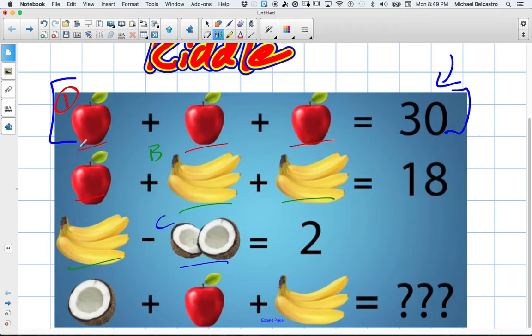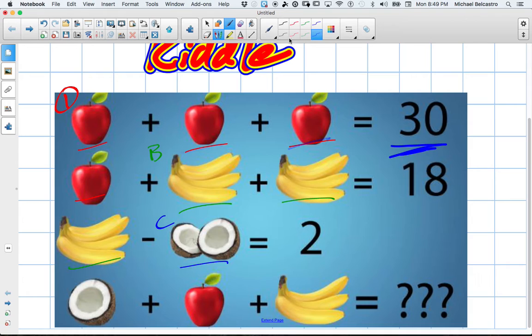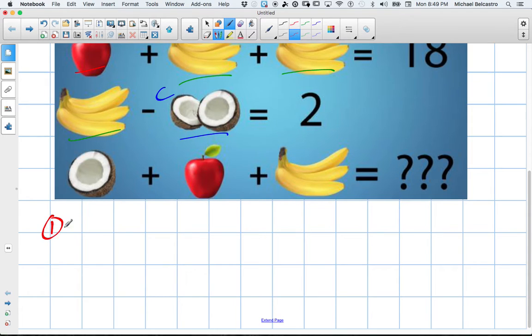Because right away you go, three variables that all must be the same. We're assuming the apple represents the same number, is equal to 30. Okay, well, I'm going to set this up algebraically. How would I set this up? I'm going to represent apples with the letter A. So the very first equation is going to be A plus A plus A equals 30.